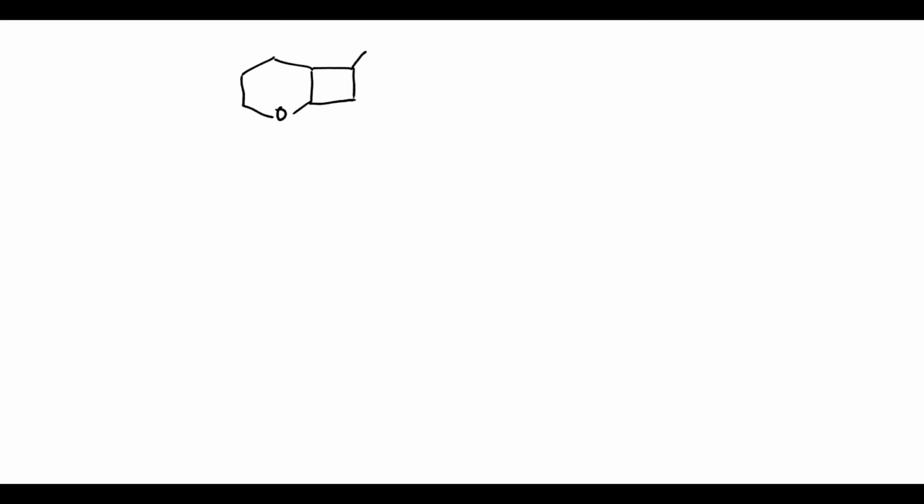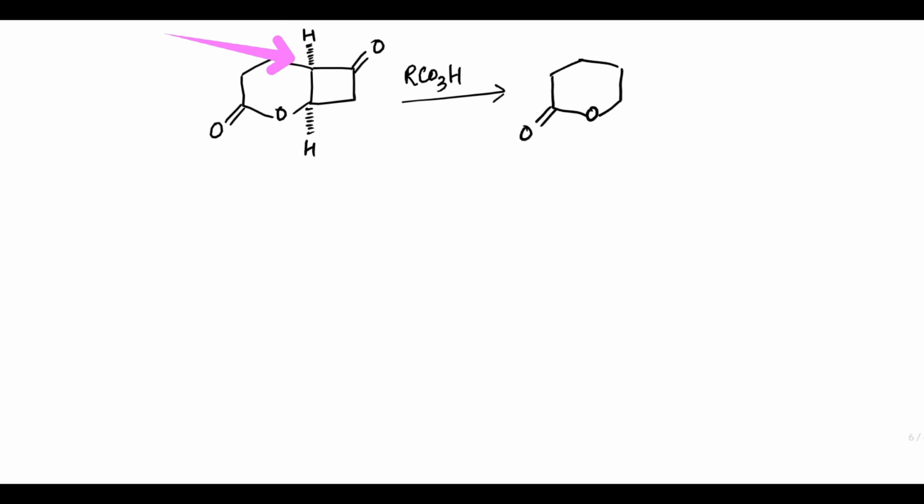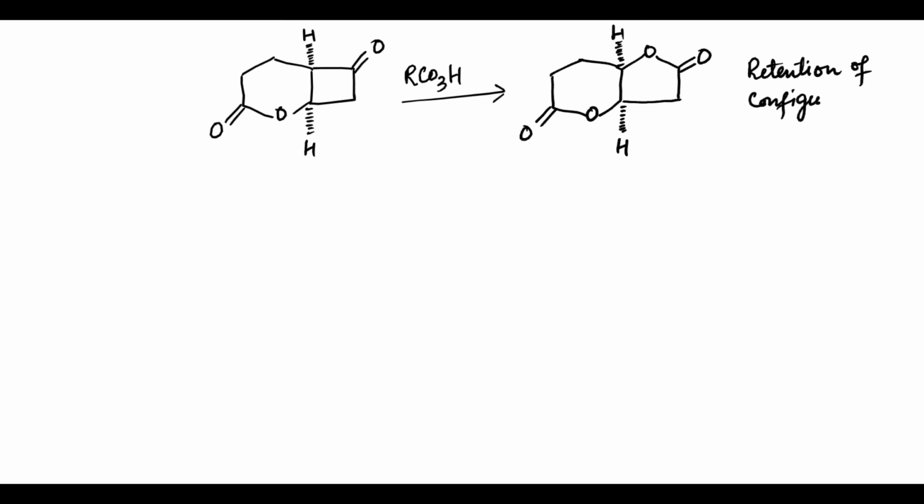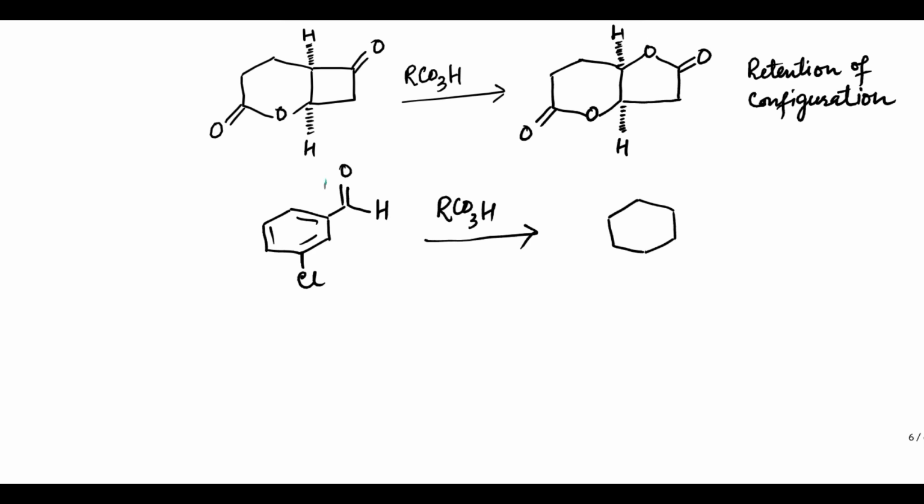Consider this cyclic ketone. When treated with peroxyacid, the bridgehead carbon migrates in preference to methylene to form this ester. Moreover, the product ester forms with retention of configuration. This meta-chlorobenzaldehyde forms aryl formate with preferential migration of aryl group compared to hydrogen.